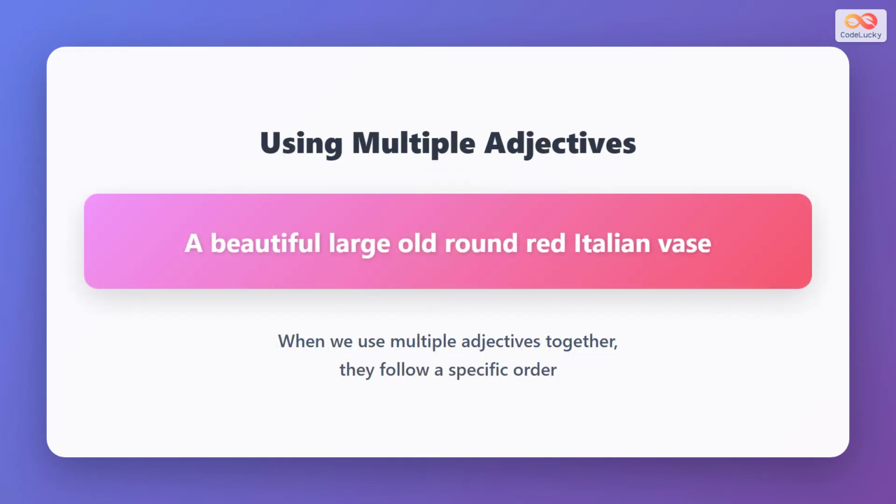Let's look at an example. A beautiful, large, old, round, red Italian vase. This sentence uses 6 adjectives before the noun vase. Notice how these adjectives are arranged in a particular sequence. This isn't random. When we use multiple adjectives together, they follow a specific order that makes the sentence sound natural to native English speakers.